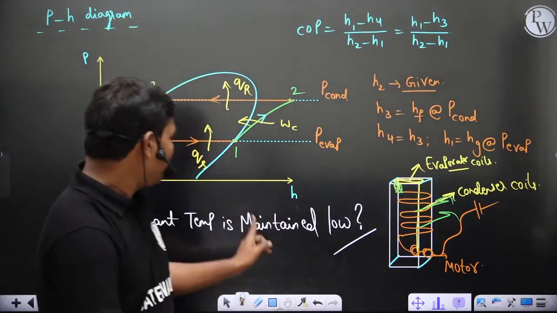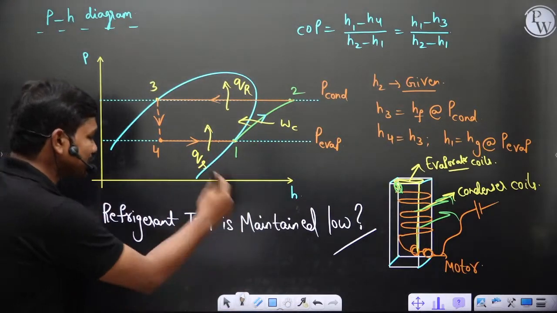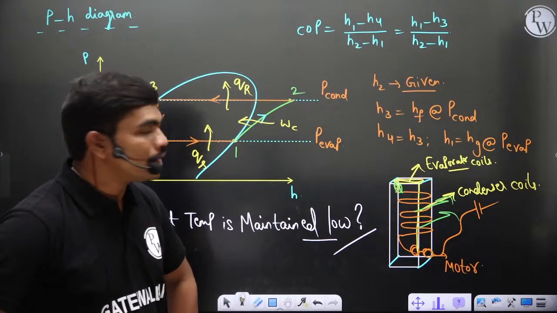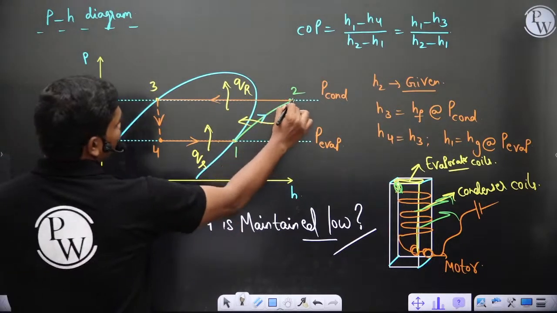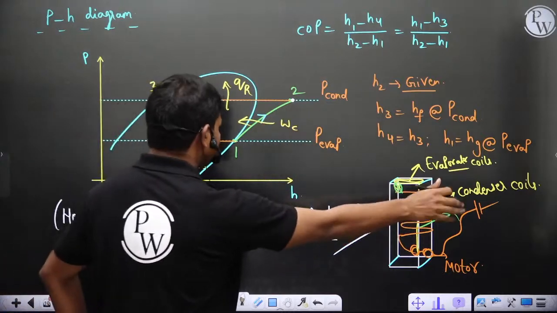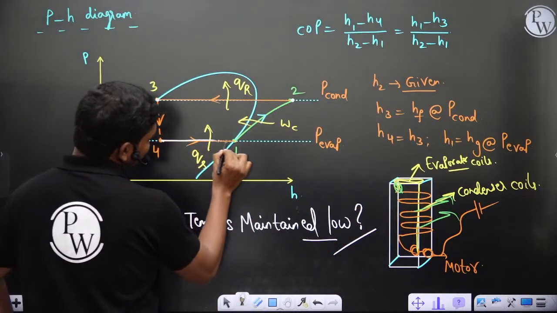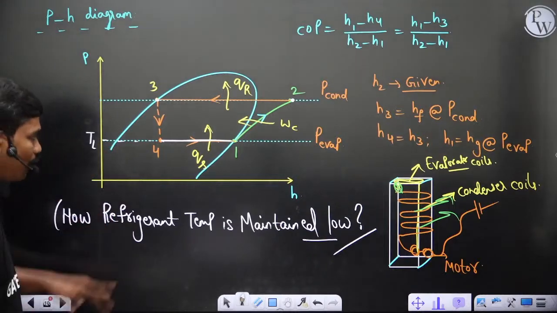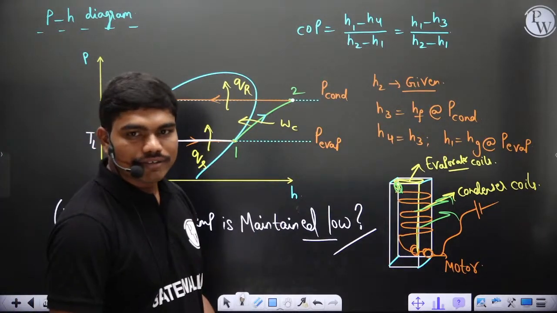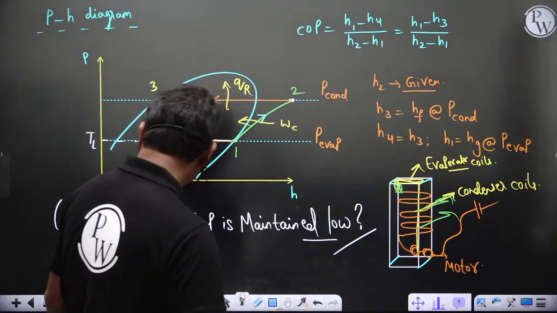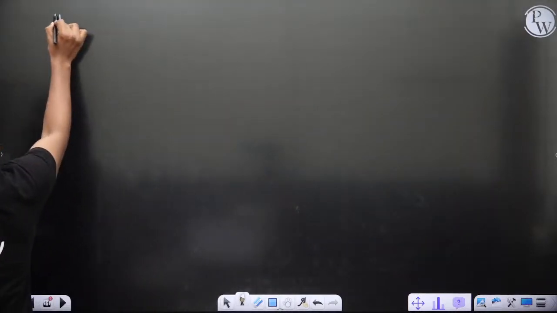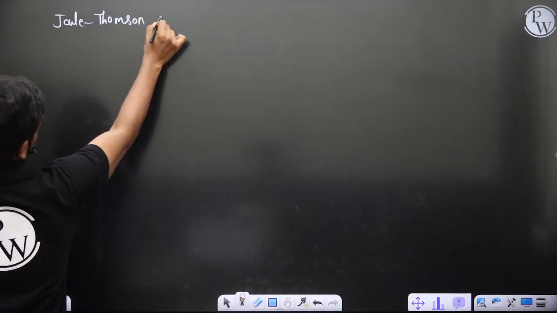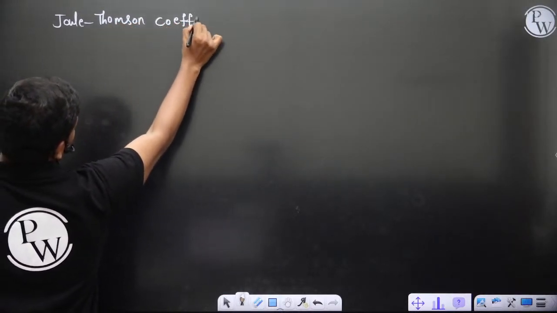Fine. So what we are talking about is how, or why, the efficient temperature is maintained low, that's the next question. Because in this part, 2 to 3, it's generally hot, you know, that's fine, but how is the efficient temperature maintained at this low temperature, that's the question, right? Now how is this TL obtained? You all might have heard about something called the Joule-Thomson coefficient, in your basic thermodynamics, I think.